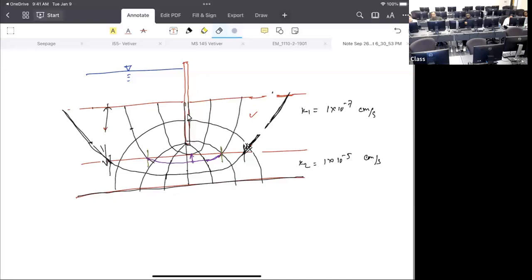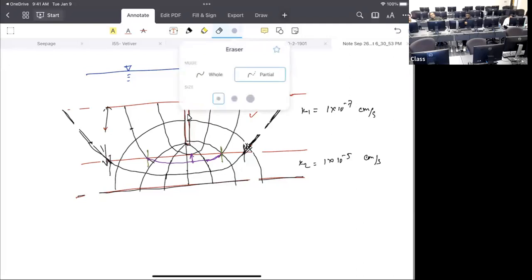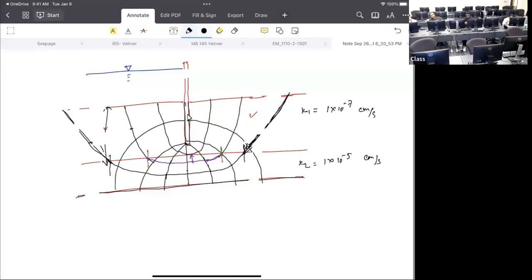Any question on this? Still confused? Shouldn't the equipotential lines also change? You can change the equipotential lines, but in this case, how are you going to adjust it? For this one, you don't need to. But you can do it either way. If you can adjust the flow lines, that's easier than adjusting the equipotential lines.